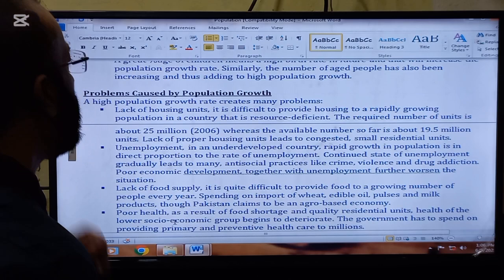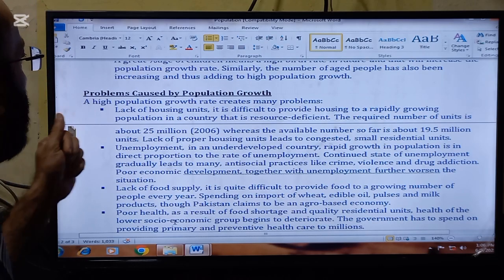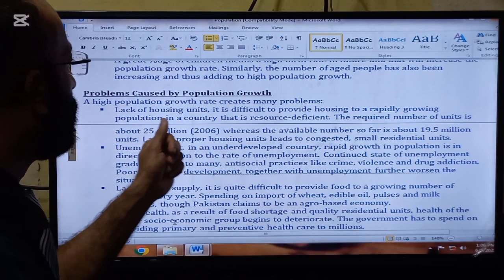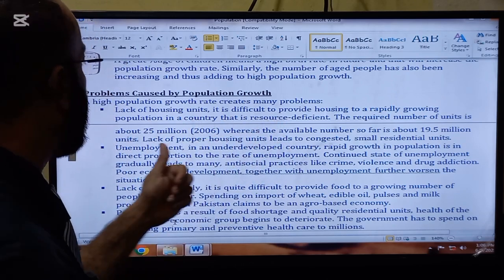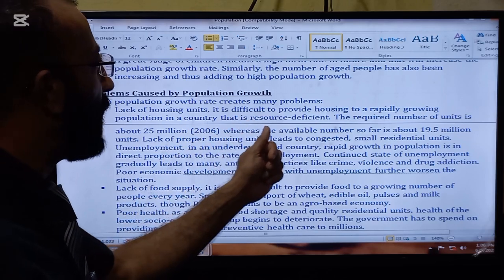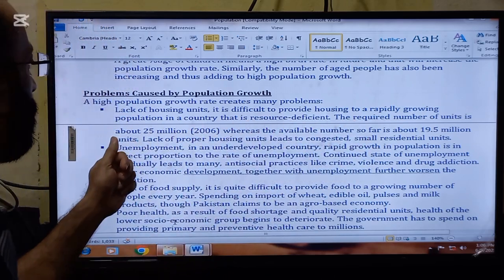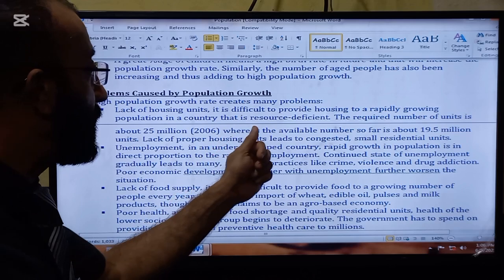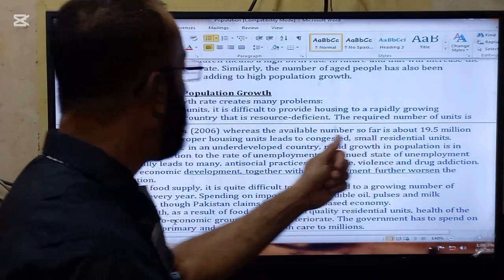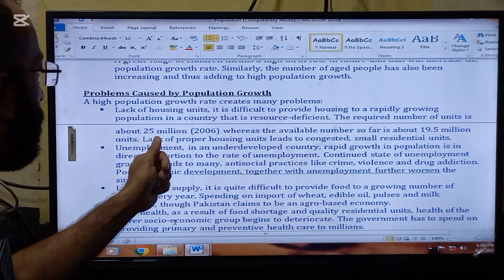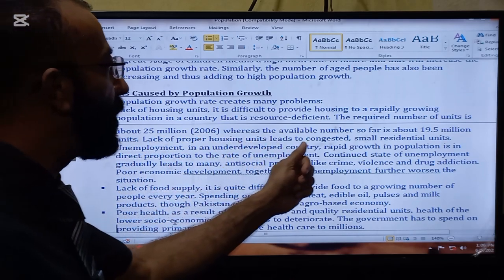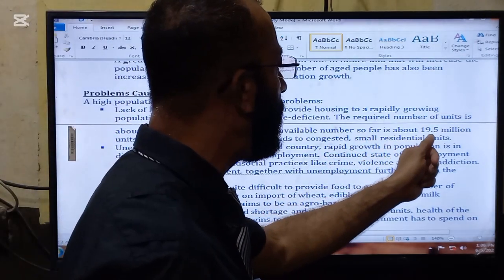The next topic which we are going to read in this lecture is problems caused by population growth. A high population growth rate creates many problems. For example, the first one is lack of housing units. It is difficult to provide housing to a rapidly growing population in a resource-deficient country like Pakistan. The required number of units is about 25 million, as estimated in 2006, whereas the available number so far is about 19.5 million.